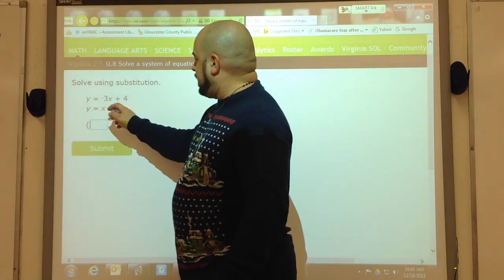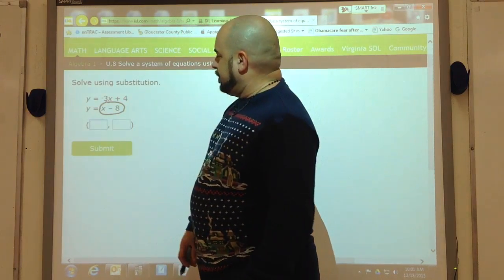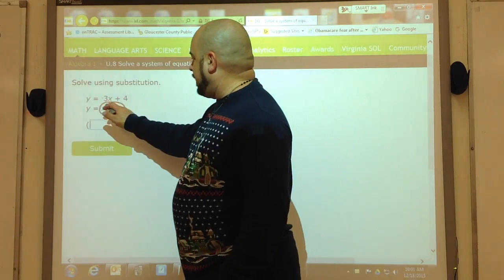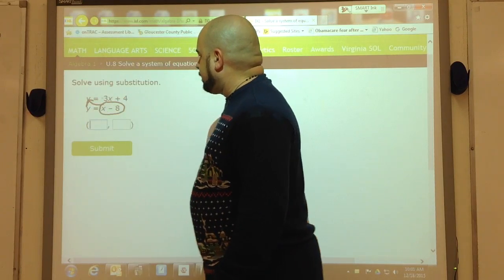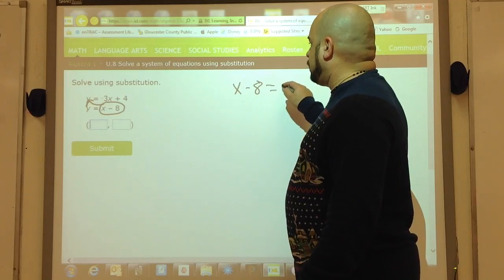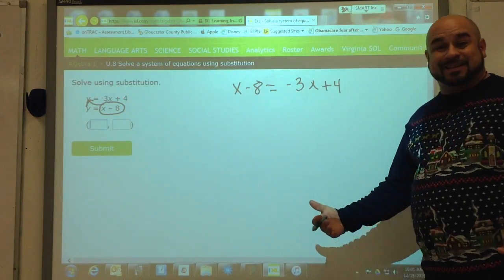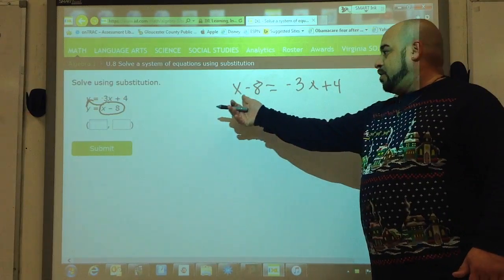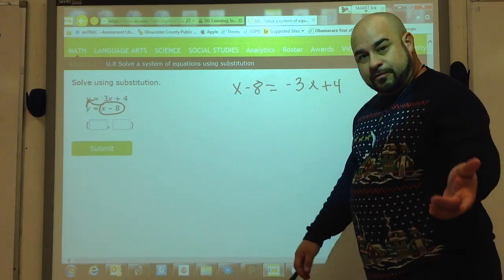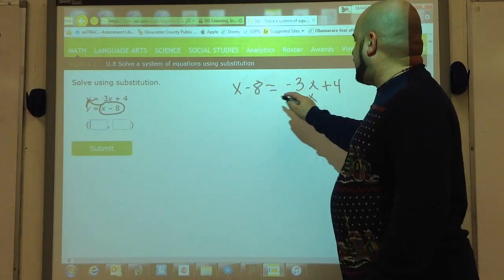In this case, I'm going to substitute this x minus 8 for y right there. So I'm going to have x minus 8 equals negative 3x plus 4. And because I did that, I have only x here, and I can figure out what x is. So let's add 3x to both sides.